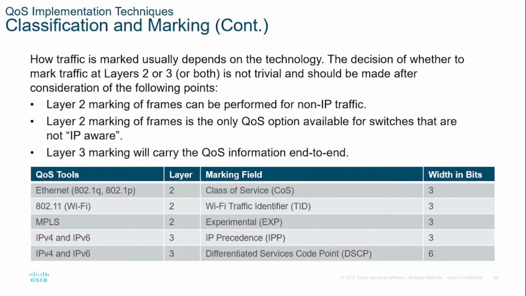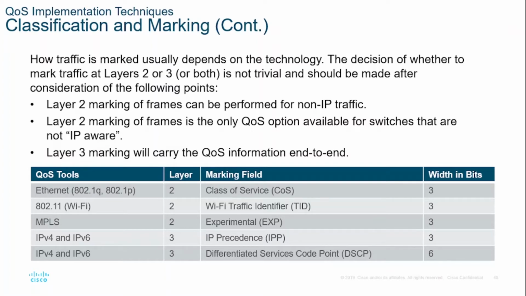The decision of whether to mark traffic at layer 2 or 3 or both is not trivial and should be made after consideration of the following points. Number 1, layer 2 marking of frames can be performed for non-IP traffic. Layer 2 marking of frames is the only QoS option available for switches that are not IP aware. Layer 3 marking will carry the QoS information end-to-end.